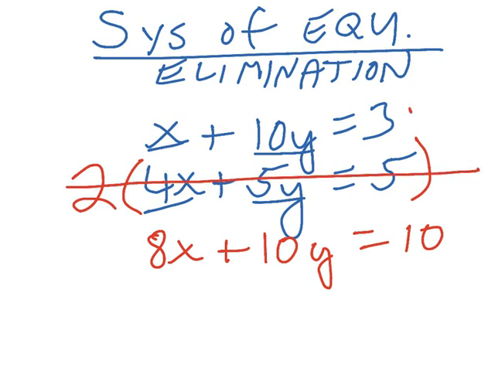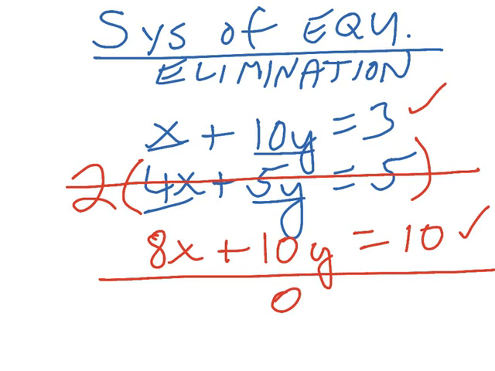Okay, so now I'm dealing with this equation and this one. And now I just do straight subtraction. If it turns out that the signs are different, then what you're doing is adding. But in this case, both signs are the same. It's plus 10y and plus 10y, so we subtract. So 10y minus 10y is 0. So these cancel, okay?